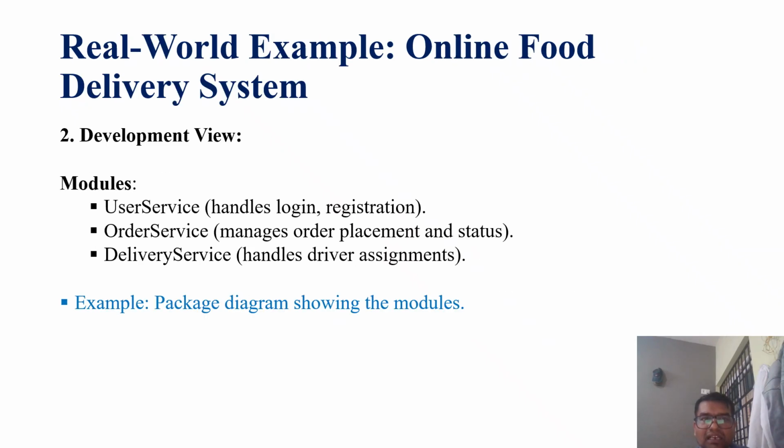Next, the second one is the development view. What are the modules we can consider for the online food delivery system? User service handles login and registration, order service manages order placement and status, and delivery service handles delivery driver assignment. So these are the modules we can consider for the online food delivery system. For the development view, we have to consider the package diagram as the UML diagram example.